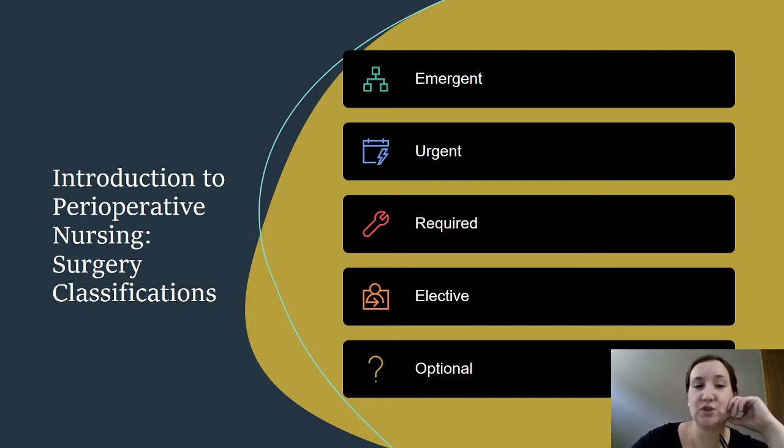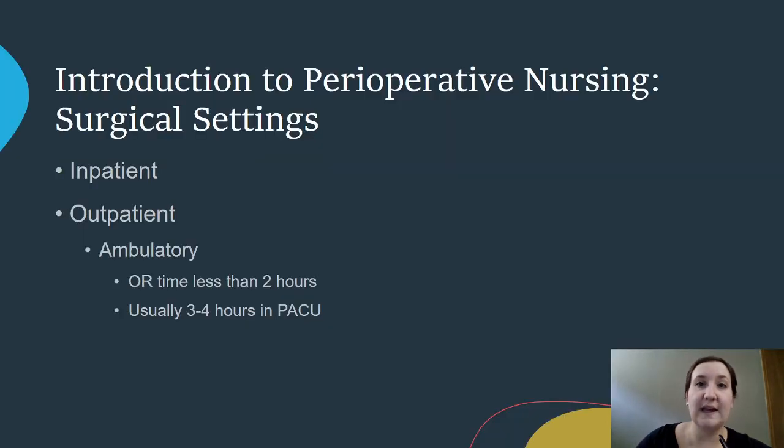Classifications of surgery can be based on the urgency involved. So you've got emergent, urgent, required, elective, and optional. Traumatic, emergency, or even scheduled surgeries that are 6 months out in advance can all be stressful to a patient, and it does not matter if it's a required surgery, an elective surgery, what have you, they all may result in long hospital stays.